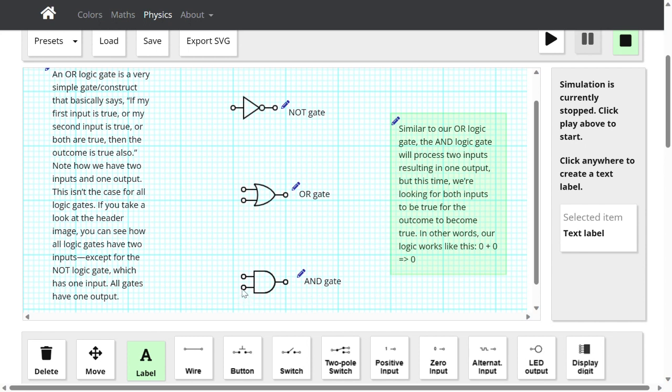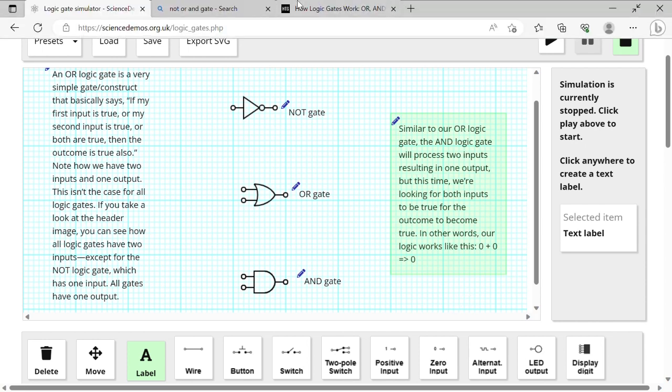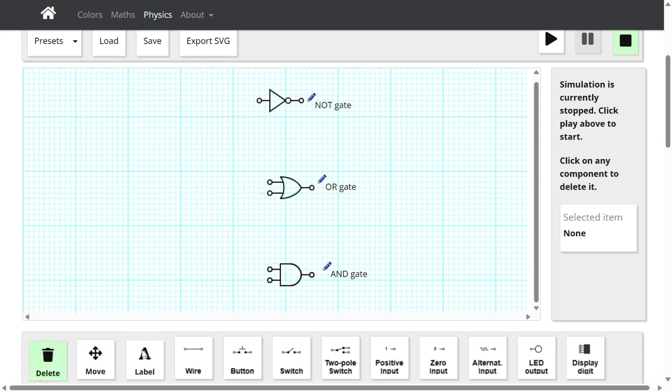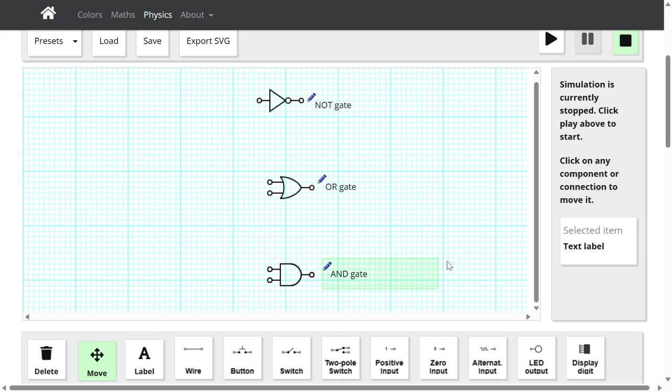What this is saying is, if you get two inputs, you get an output. And if you get only one input, then you'll get no output. Let me get a better example. And let me just delete it. Right, and then for the AND gate, I'm going to put in something to help you.